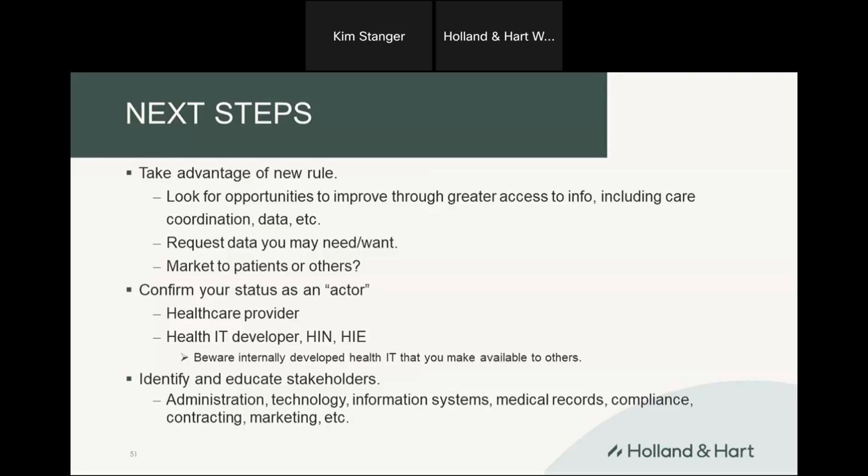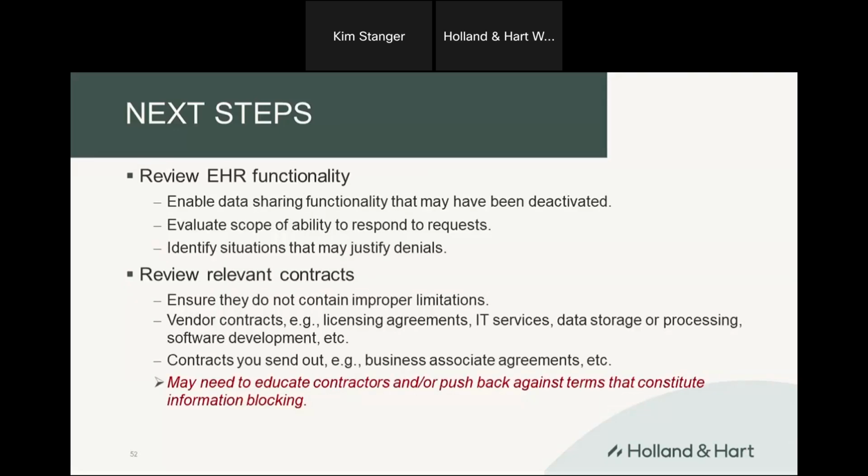Identify and educate relevant stakeholders, the persons in your organization, so they understand the requirements of the information blocking rule, including those in information systems or the like who are responding to requests for information. Your technology people, so that they understand the parameters and the requirements, including requirements that may be violated that appear in contracts, or when you're implementing your health IT, make sure that you're not putting in processes that unreasonably interfere with your ability to exchange information.